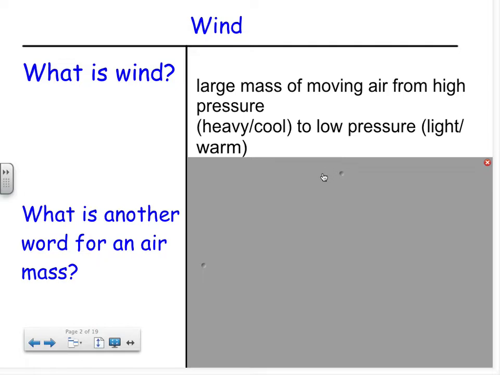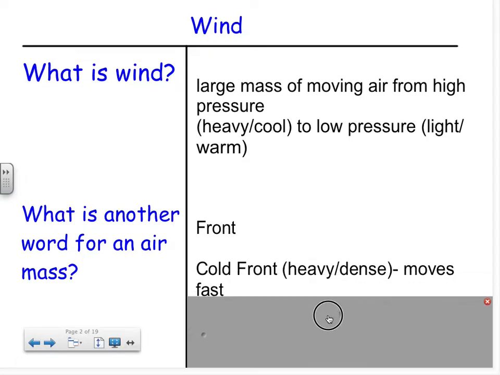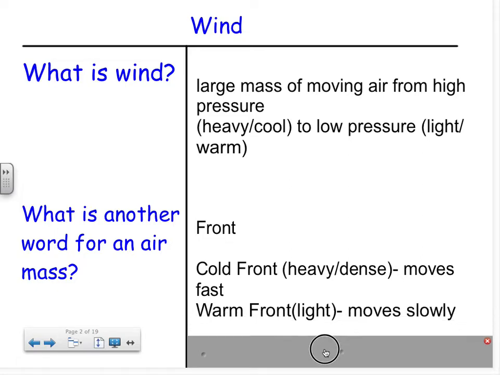So another word for a chunk of air or a mass of air is called a front. And there are two kinds of fronts. There are cold fronts, which are heavy and dense, and they move fast, okay? Because there's a lot of them and they're all squished together. So it would be like a 200-pound guy versus a 20-pound person, okay? A warm front is obviously going to move much slower because they're much lighter.